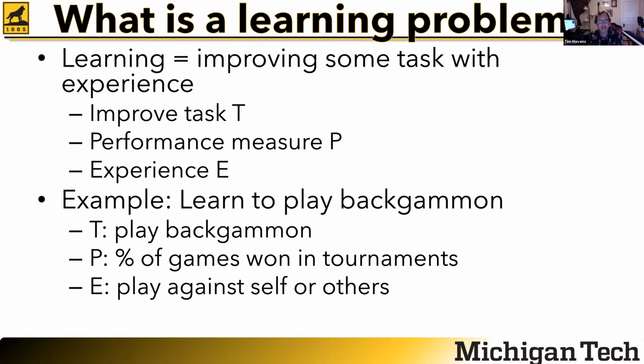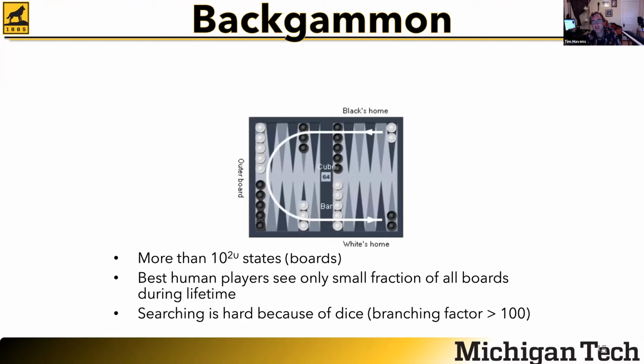Let's see a little example: learning to play backgammon. The task here is playing backgammon. The P is the percent of games won in tournaments, so you want a winning algorithm. And the experience is playing against yourself. Algorithms can play against themselves. You could also play against human games in the past, or humans themselves, or other algorithms. In backgammon, there are more than 10 to the 20th states or boards, which basically means all possible combinations of where the little tokens can be. I forget what they call things in backgammon, the little tokens, they have a special name for it. Somebody can say it.